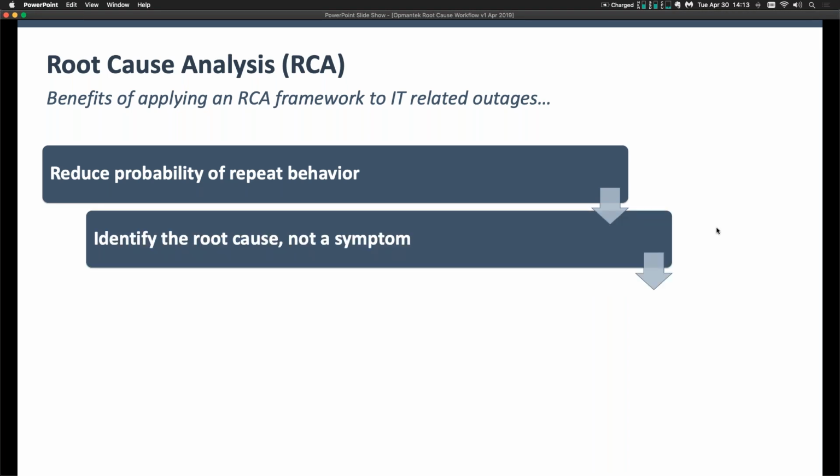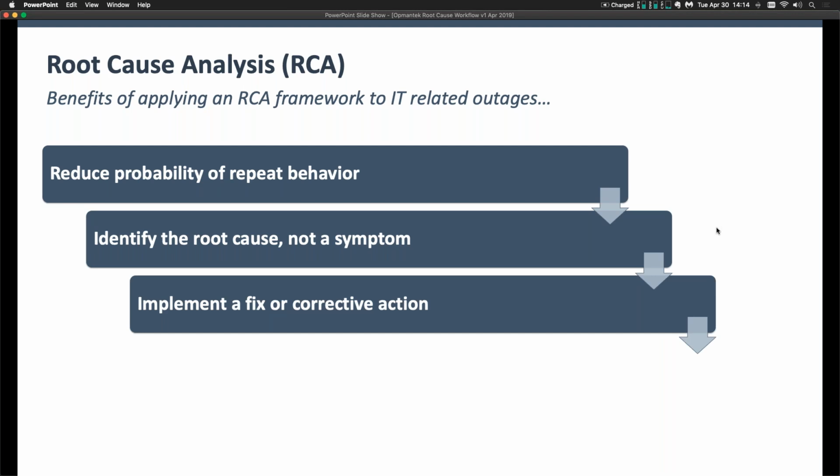The second benefit that you'll find is that you'll be able to identify the root cause, again, and not just a symptom of the root cause, which is something that is quite frequent, especially in troubleshooting by very junior engineers or inexperienced engineers.